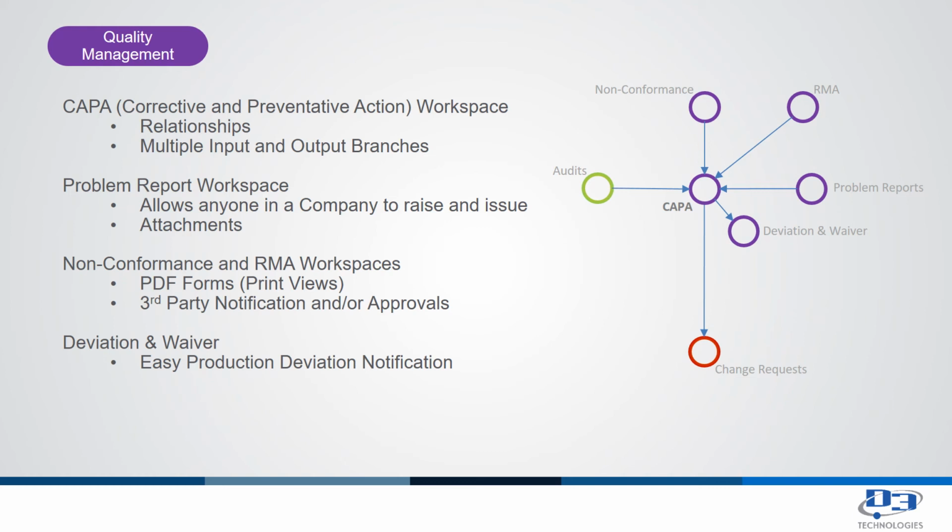Problem reports is a good example. Really anyone in the company can raise an issue. They can take photographs of issues on the floor, out in the field, and make sure that corrective action or an engineering change can take place. The third area is non-conformance and RMAs, and then lastly deviation and waivers. But there's a lot of capability in Fusion Lifecycle around quality.